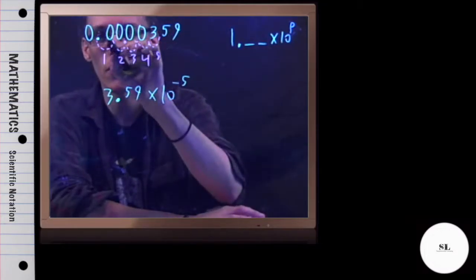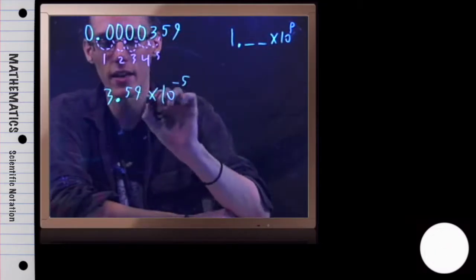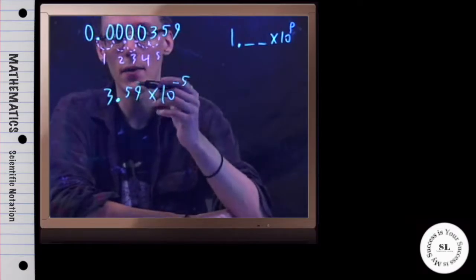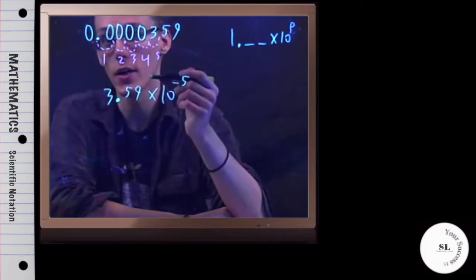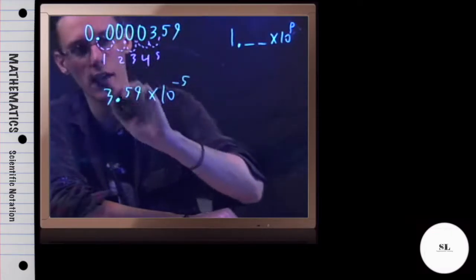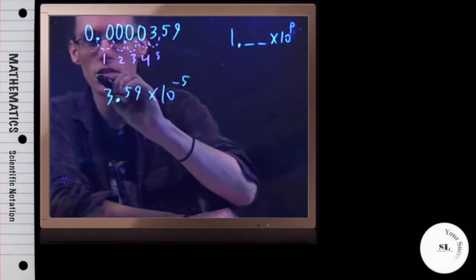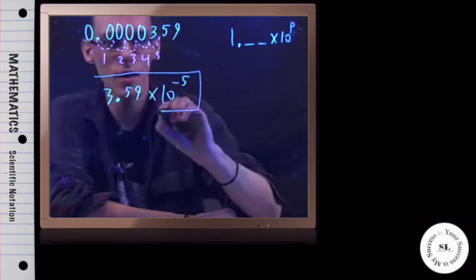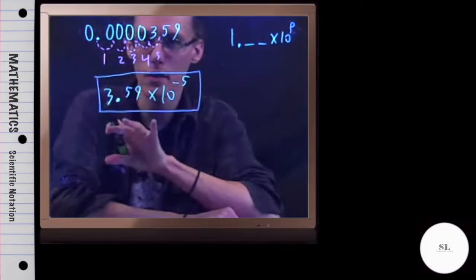Just to recap, the way I did it was first I just write it down like this, and then I think, to get back to what I had, which way do I go? I go to the left, negative. How many times? 5 times. So this number in scientific notation is 3.59 times 10 to the negative 5, and that is this example.